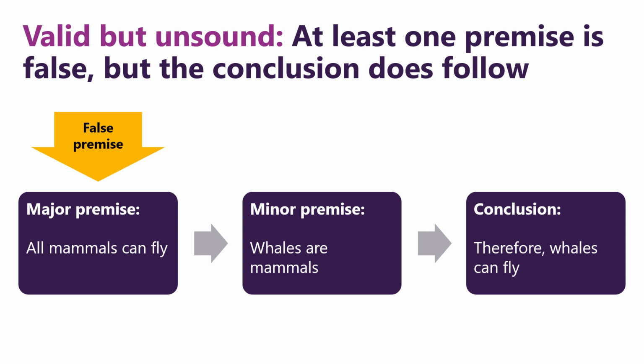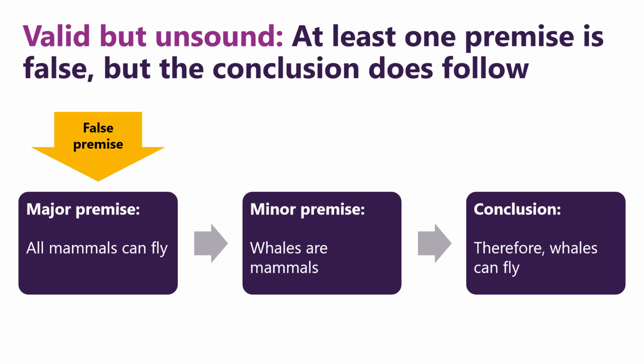In my next example, I have valid logic but unsound premises. So as you can see, one premise is false, although the conclusion does follow from it. The major premise suggests that all mammals can fly. This of course is not true. However, let's follow the argument on. The minor premise is that whales are mammals. Now, the conclusion does follow.